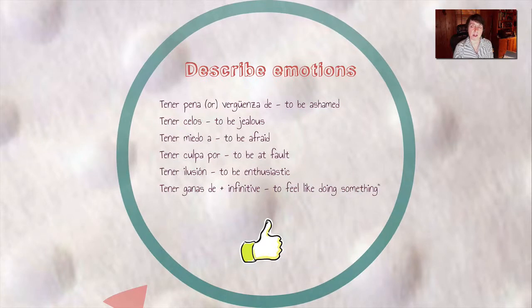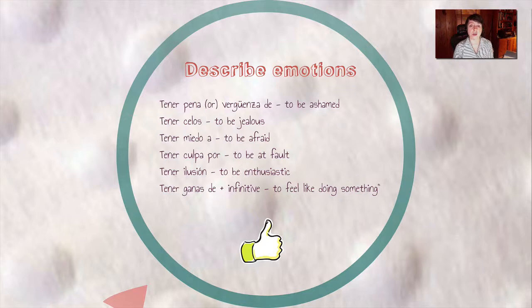We describe emotions with tener as well. So we're thinking of tener as the obligation verb and also as the feeling verb. We'll do this in first person as well. Stop the video anytime you need to reflect or repeat the phrase again for yourself. Repita por favor. Tengo pena. Or tengo vergüenza. Tengo celos.